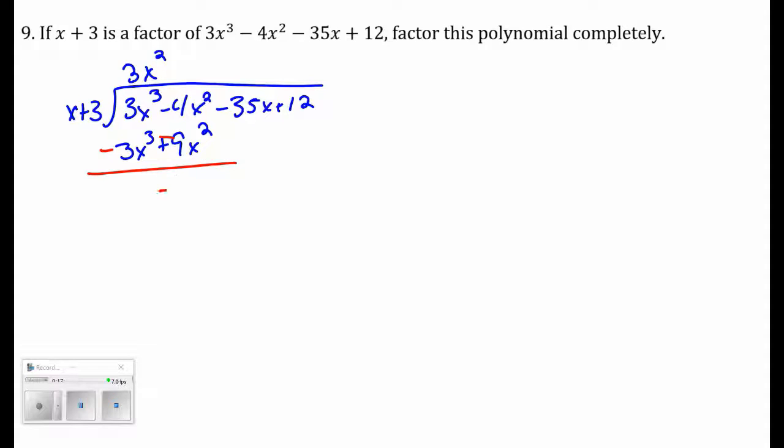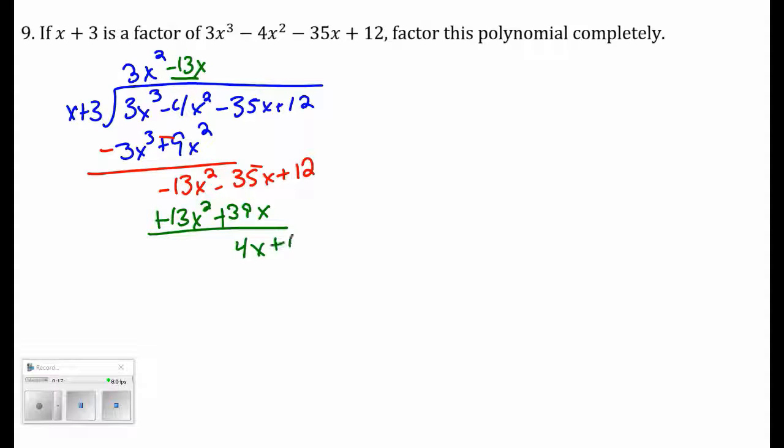Subtract. To subtract, I change the signs. I'm going to bring the other terms down and repeat the process. What times x gives me minus 13x squared? Well, minus 13x. Minus 13x squared, minus 39x. Change the signs. Those add to 0. 4x plus 12. What times x gives me 4x? Well, plus 4. This looks good because I get a remainder of 0.